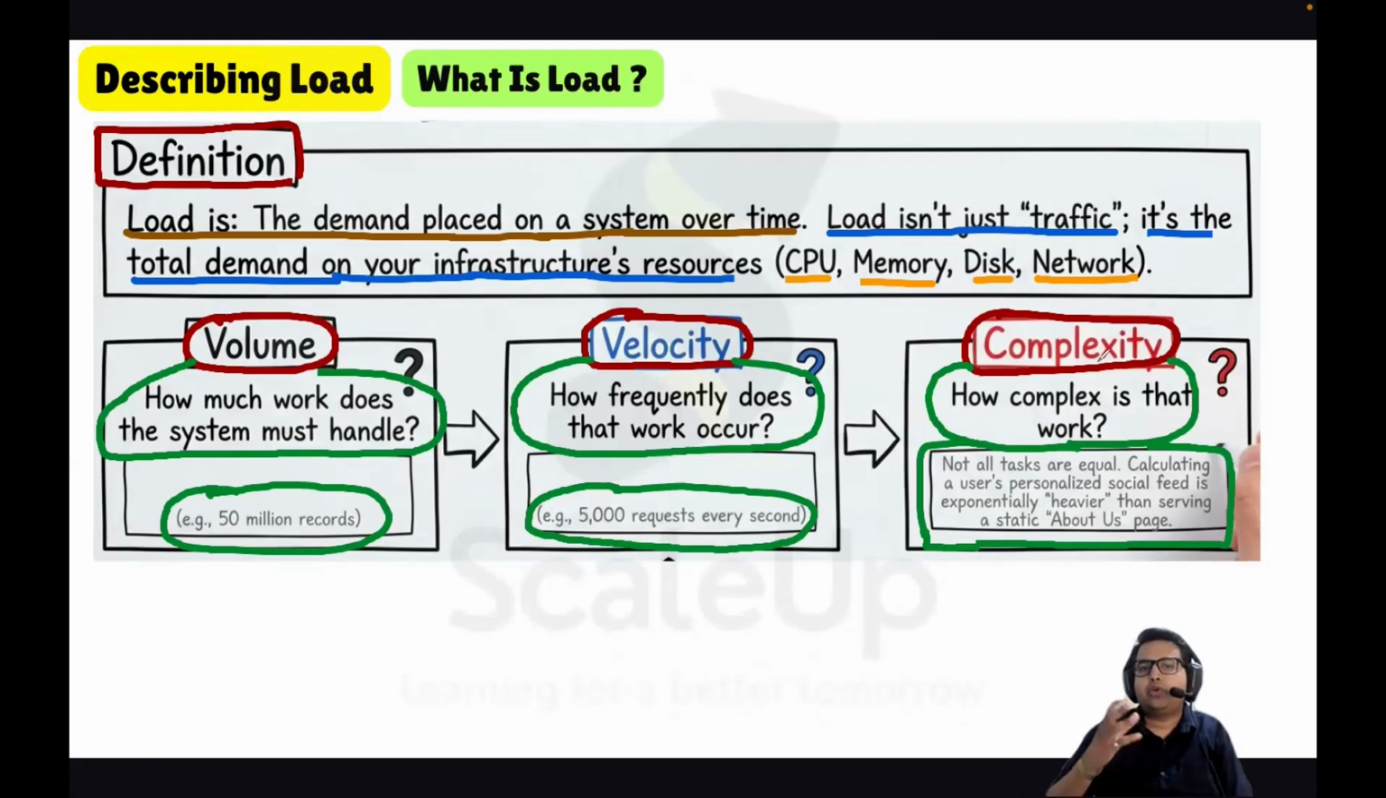So load is the total demand. Load is not just the traffic, it's the total demand on your infrastructure's resources, like the total demand on CPU, memory, disk, and network, and total demand in terms of volume, velocity, and complexity. So that is the load.